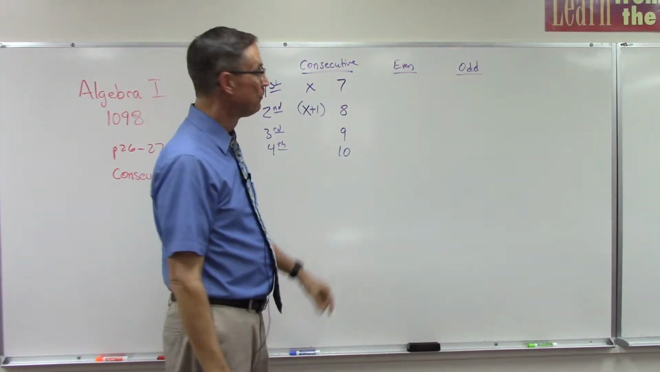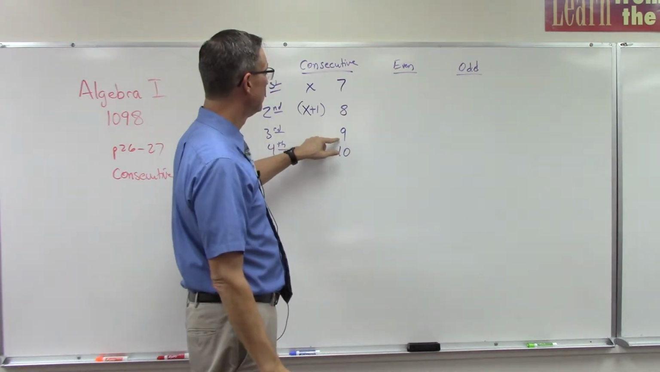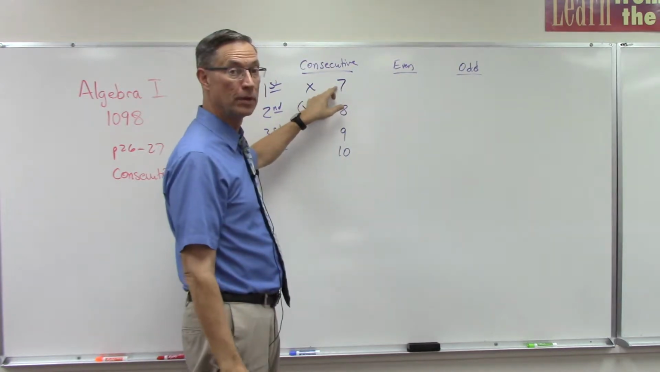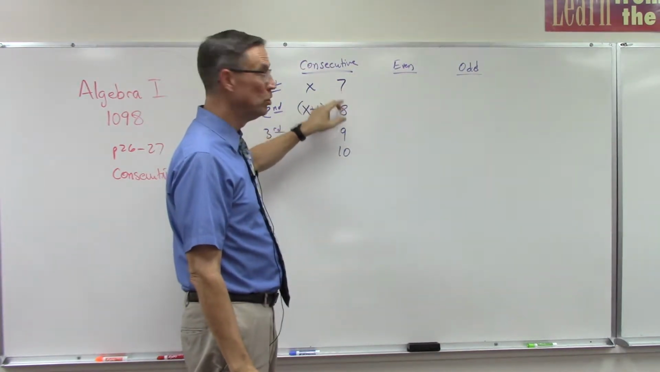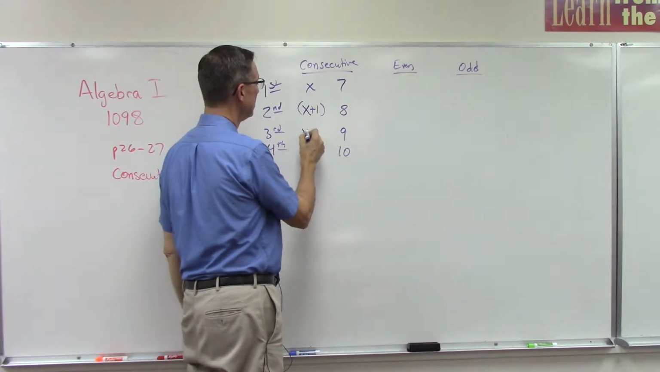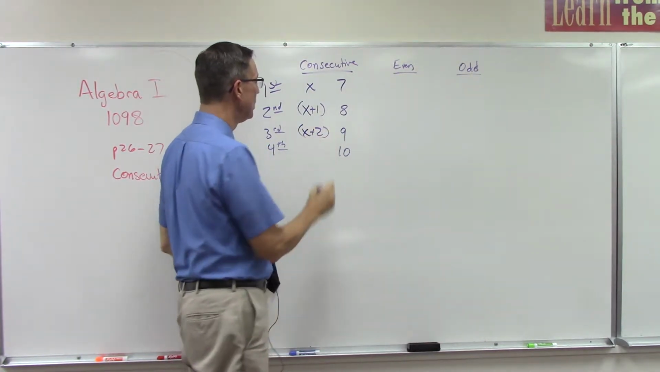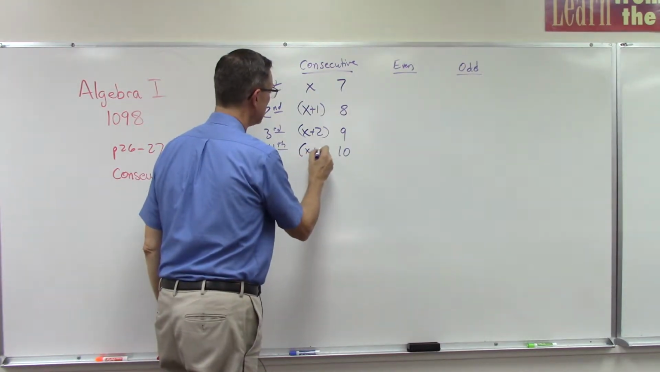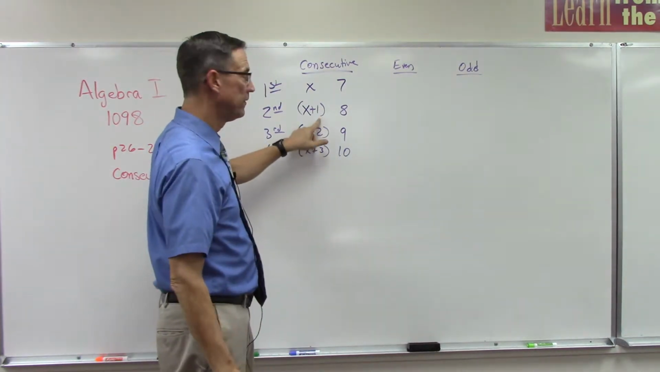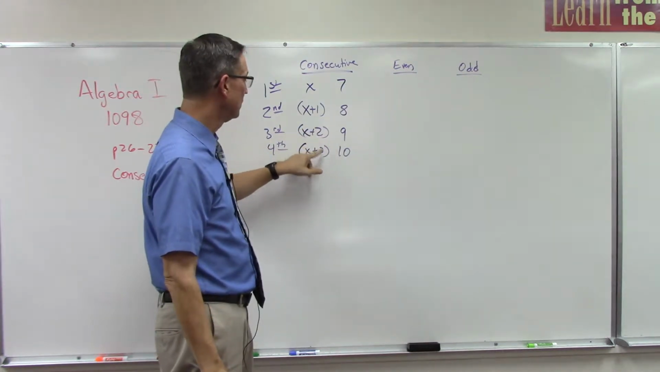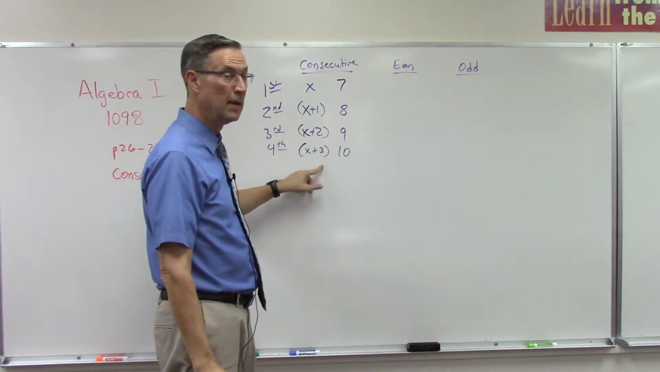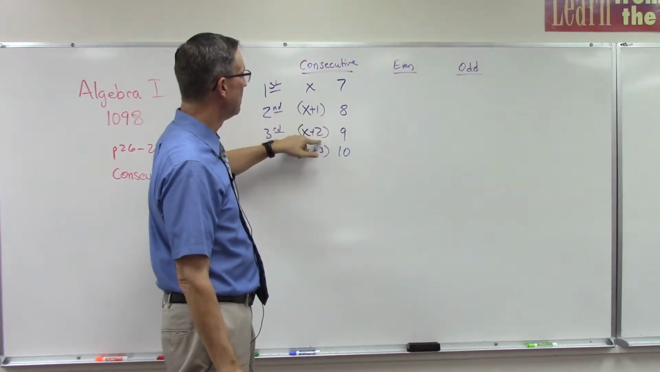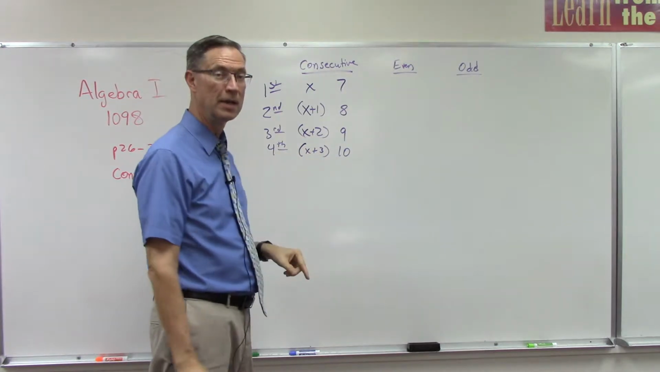What would the third integer be? The third integer is 2 more than the one I started with, 7. So 7 plus 2 is 9, so the third consecutive integer is X plus 2. In this case, I'll just go ahead and write X plus 3. Notice this is not the first, second, third, even though you see the 1, 2, 3 there. It means it's one step beyond the first integer, 2 steps beyond the first integer, okay?